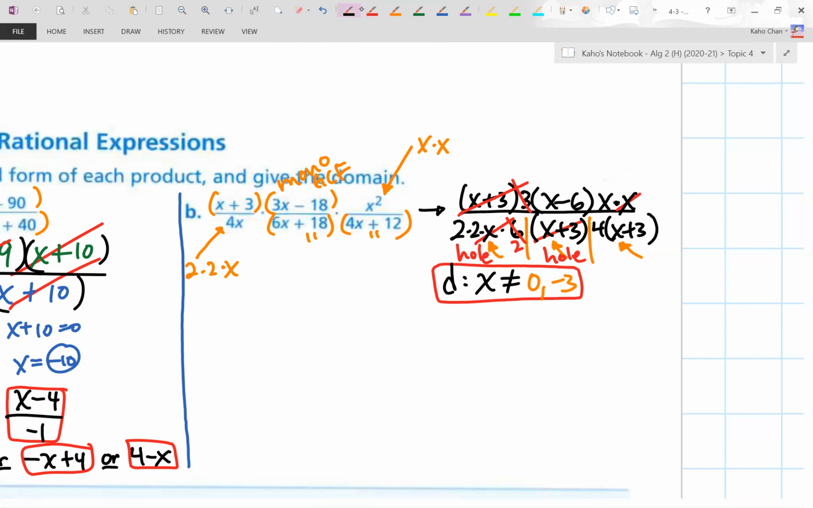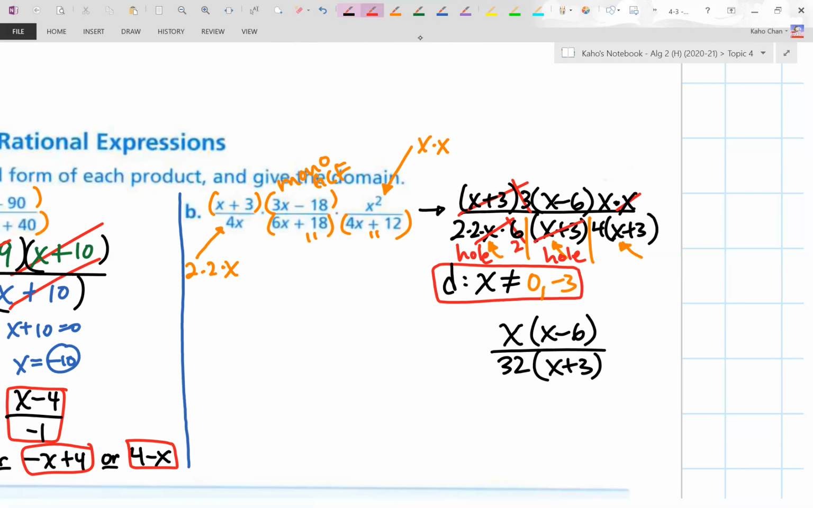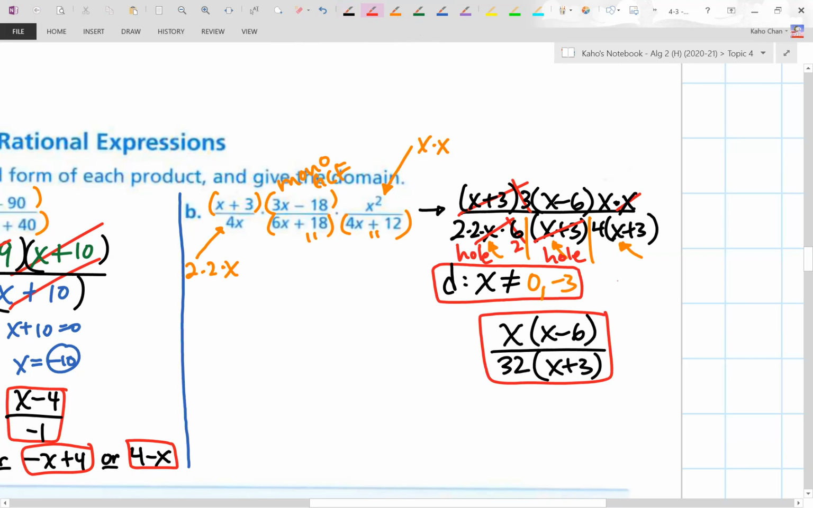And I'll be left with x times x minus 6 in the numerator over, I've got to collect all those numbers, 2 times 2 times 2 times 4. That'll give me 32 over x plus 3. And that's the answer. And they might give you an alternative answer by simplifying it. You might get this as an answer when they simplify it, okay?